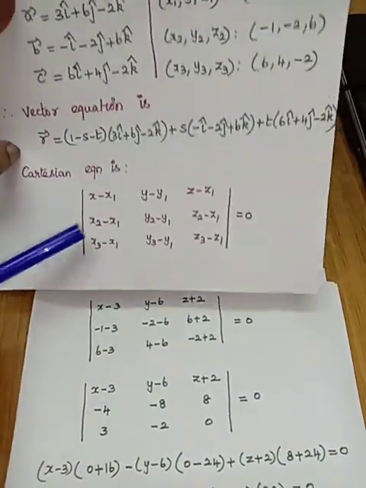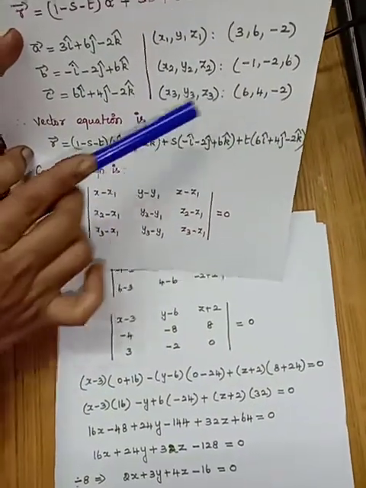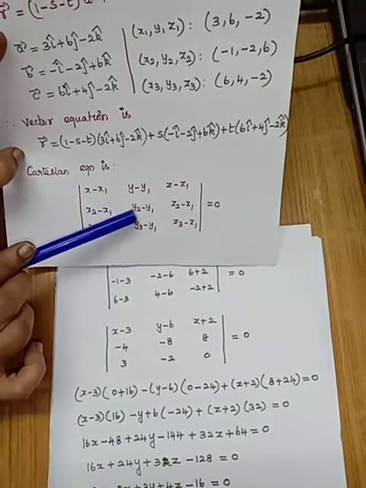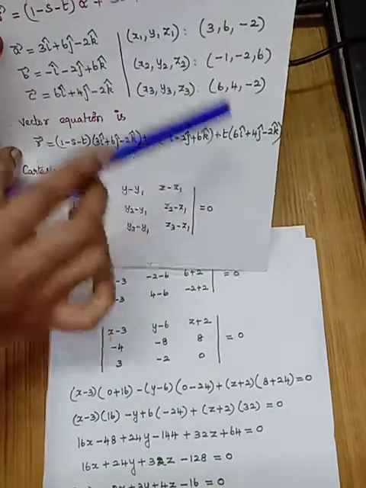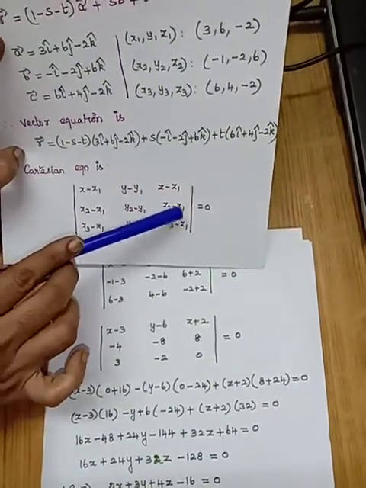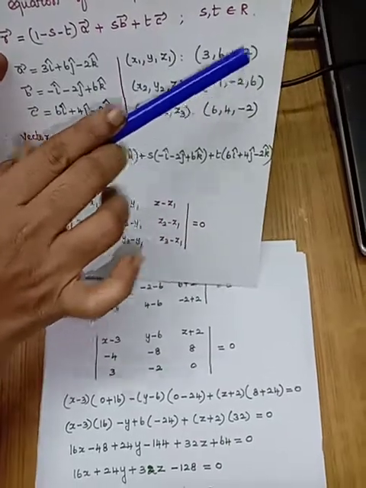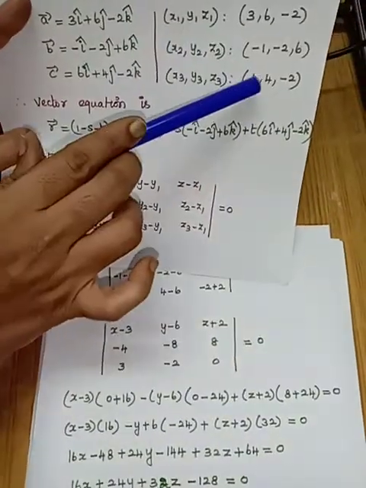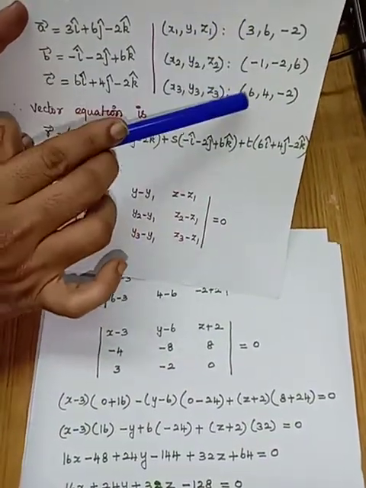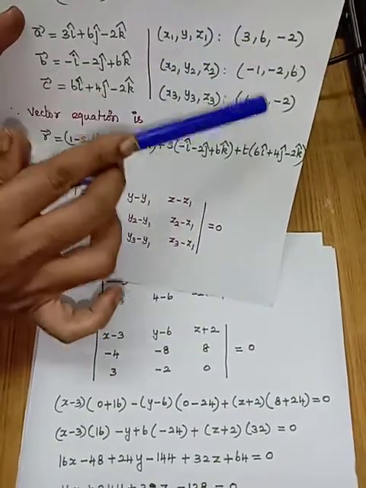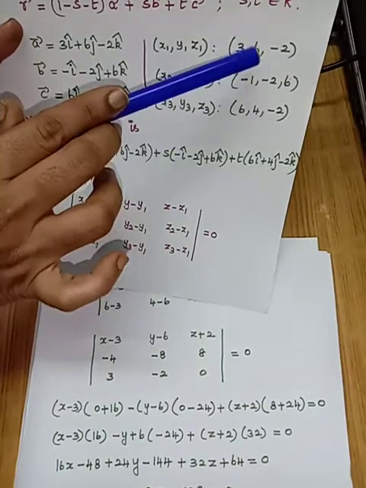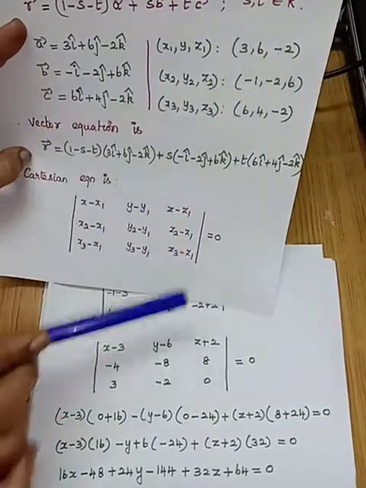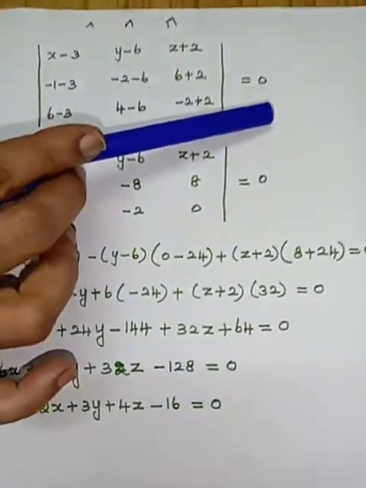And here in this formula, x2 minus x1, so it is minus 1 minus 3. Next one, y2 minus y1, minus 2 minus 6, and z2 minus z1, that is 6 minus of minus 2, so 6 plus 2. And the third row, x3 minus x1, so here you will have 6 minus 3. y3 minus y1, 4 minus 6. And z3 minus z1, minus 2 minus of minus 2, so minus 2 plus 2, which is equal to 0.